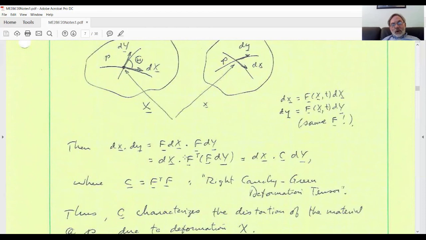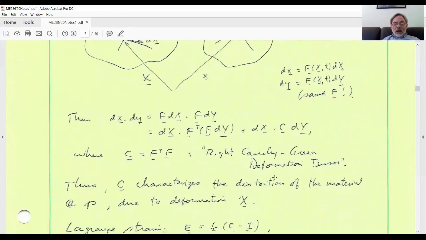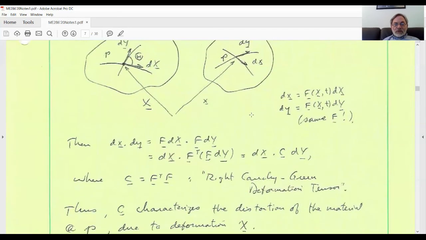From the definition of transpose from linear algebra or continuum mechanics, we can rewrite that in this way, d capital X dot F transpose F d capital Y. And then we arrive at a tensor capital C that's called the right Cauchy-Green deformation tensor, an awkward terminology, but one that's widely used. That's simply F transpose F, and this is immediately a symmetric tensor. Its utility lies in the fact that it describes the local state of distortion of the material in the neighborhood of the material point P.